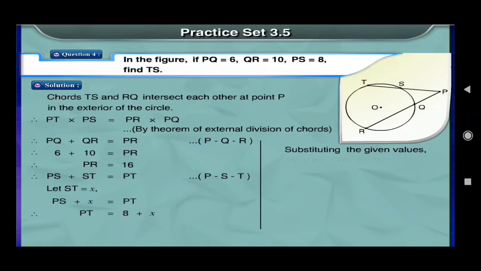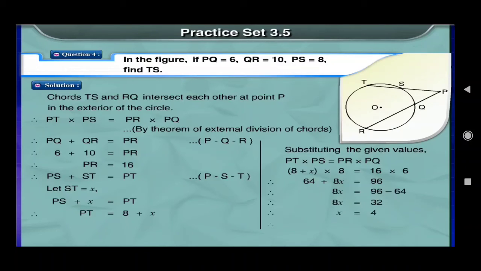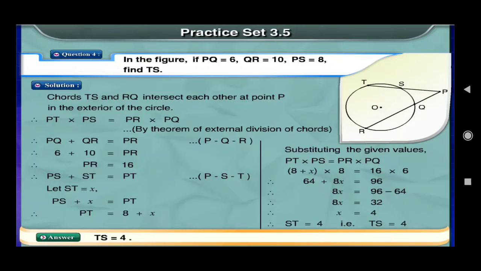Substituting these values and the given values in PT into PS is equal to PR into PQ, we get 8 plus X into 8 is equal to 16 into 6. Therefore, 64 plus 8X is equal to 96. Therefore, 8X is equal to 96 minus 64. Therefore, 8X is equal to 32. Therefore, X is equal to 4. Therefore, ST is equal to 4. That is, TS is equal to 4. So the answer, TS is equal to 4.